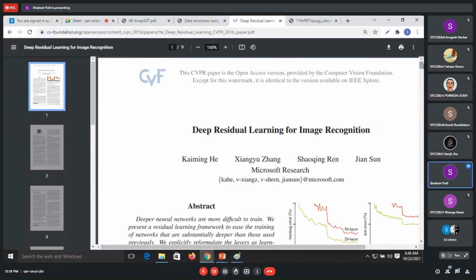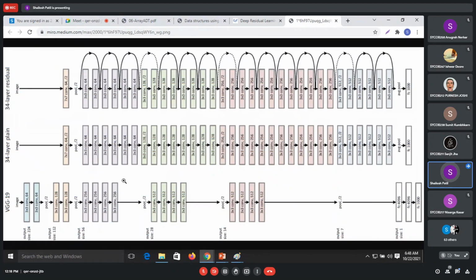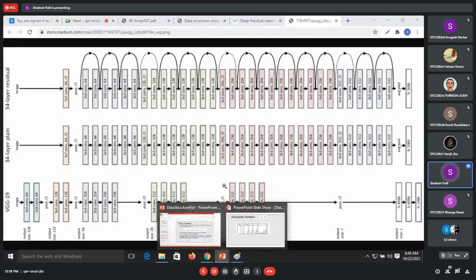So what happens in this diagram, if we see, what exactly is deep learning, I will tell in a minute.